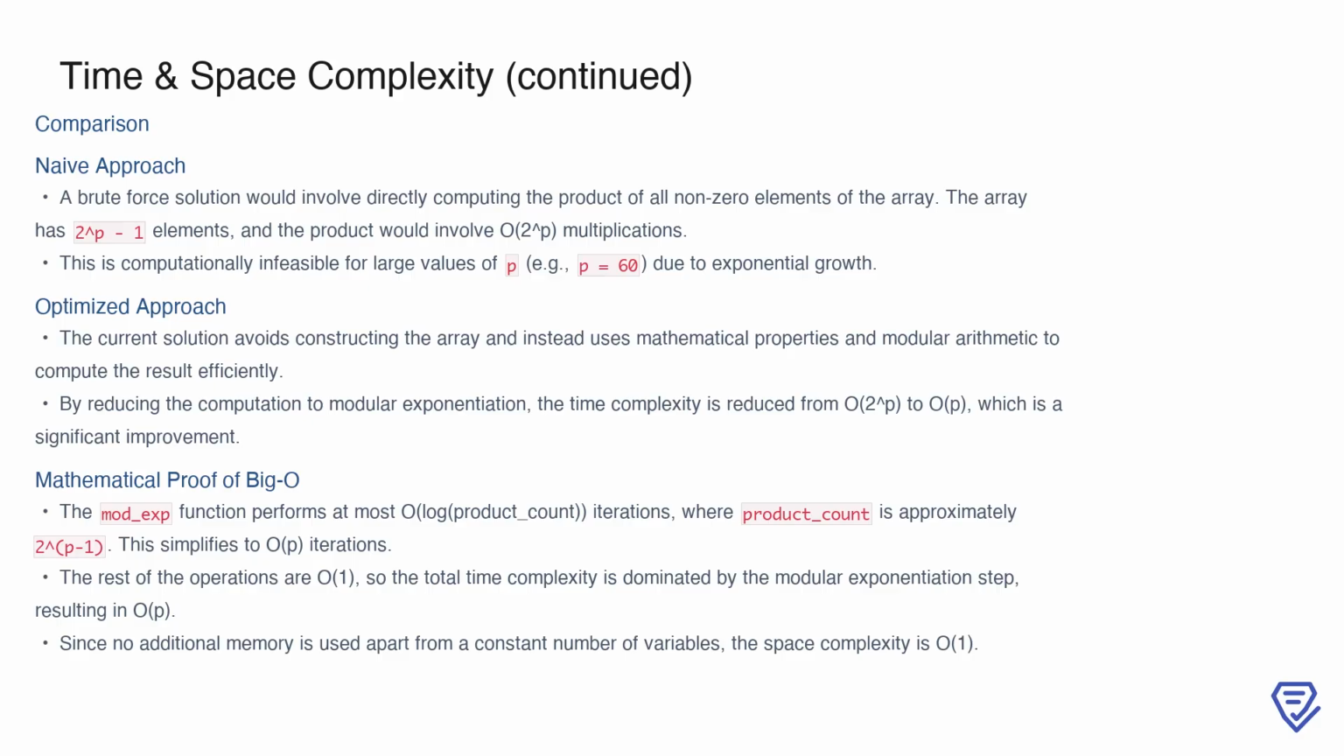Finally, we can mathematically confirm the big O complexity of the mod_exp function, which performs O(log product_count) iterations. With product_count approximately equal to 2^(p-1), this simplifies to O(p). Since the other operations are O(1), the total time complexity is dominated by the modular exponentiation step, resulting in O(p). The space complexity remains O(1), as no extra memory is allocated beyond the constant number of variables used in the solution.